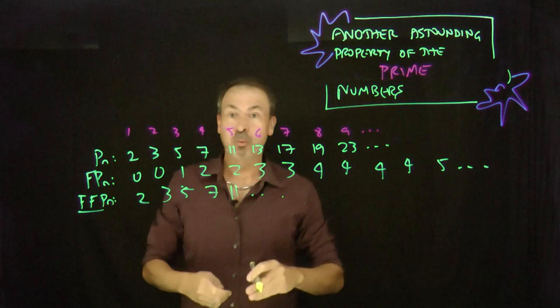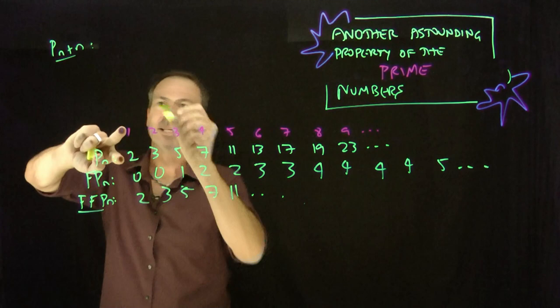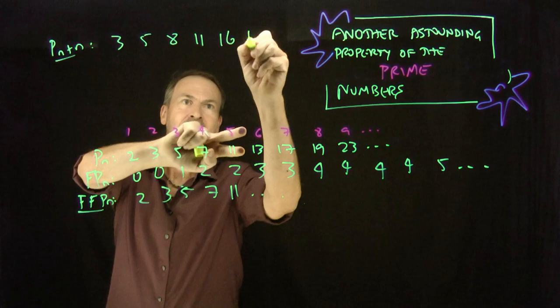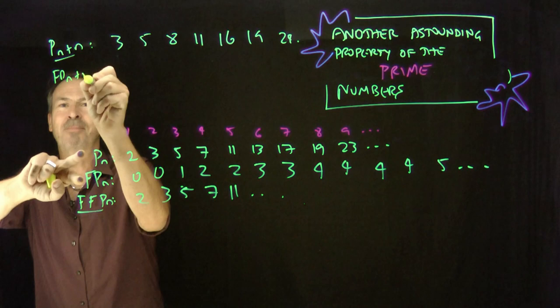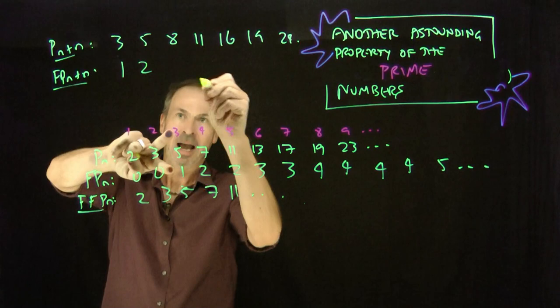Whoa! Okay, what about this weird adding position numbers? Look what I did, the nth prime number plus its place. 1 plus 2 is 3. 2 plus 3 is 5. 8, 11, 16, 19, 24, and so on and so on. And the frequency sequence plus its position number. Each term plus its position number gives me 1 plus 0 is 1. 2 plus 0 is 2. 4, 6, 7, 9, 10.